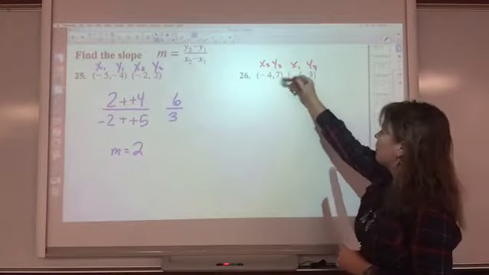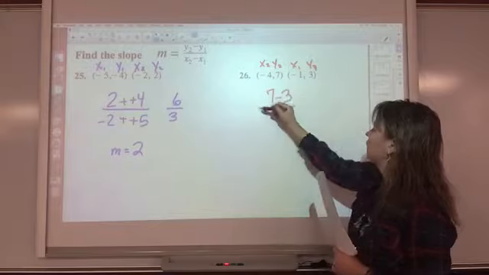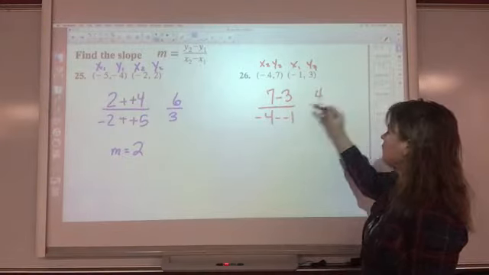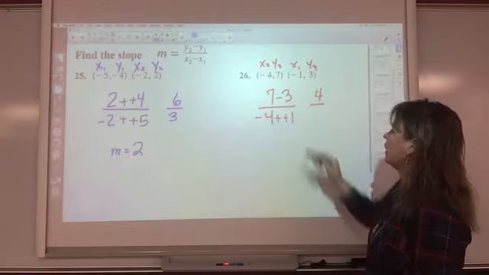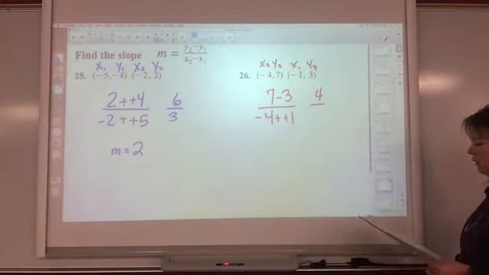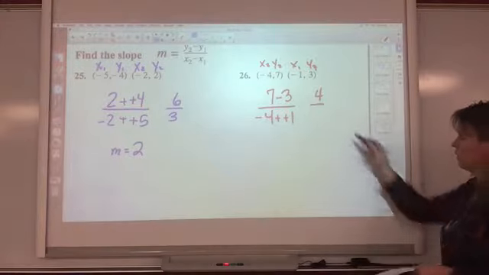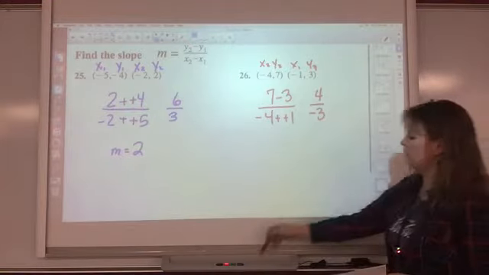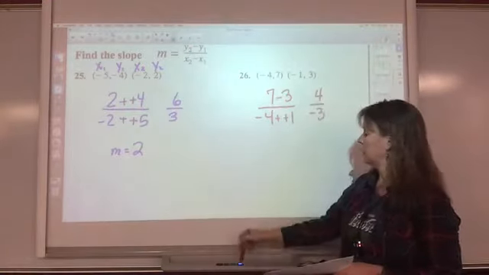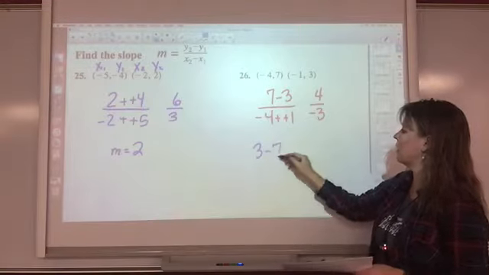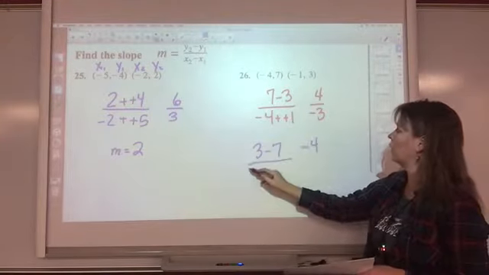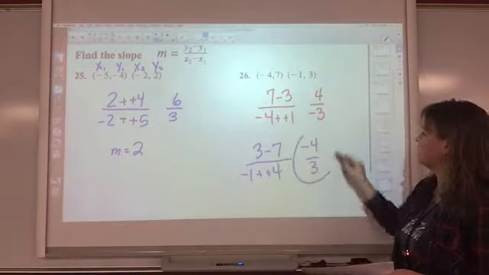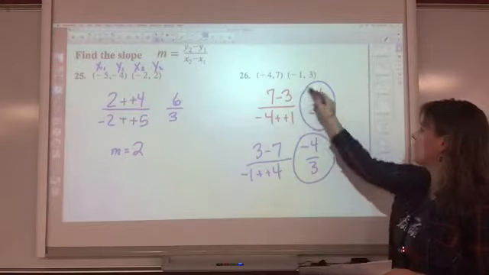Different problem here, but I'm going to work out 7 minus 3 and -4 minus -1. 7 minus 3 is 4. -4 minus a -1, which is positive, will give you a -3. -4/3 is your answer. If you did it consistently in the other order and took 3 minus 7, you would get -4. -1 minus -4 gives you a +3. These are equivalent answers.